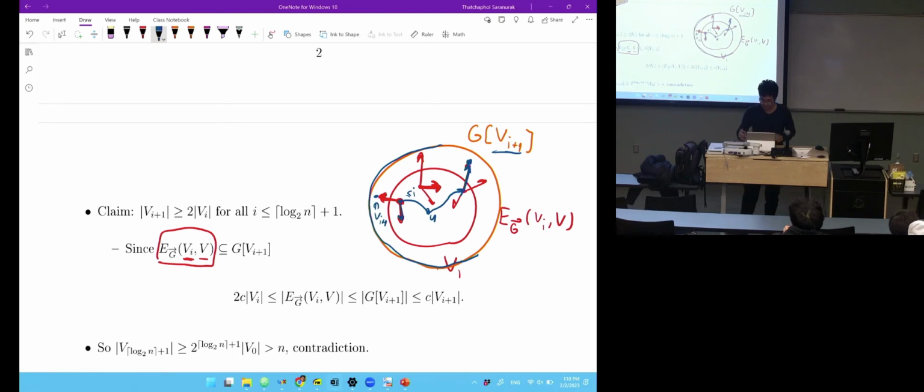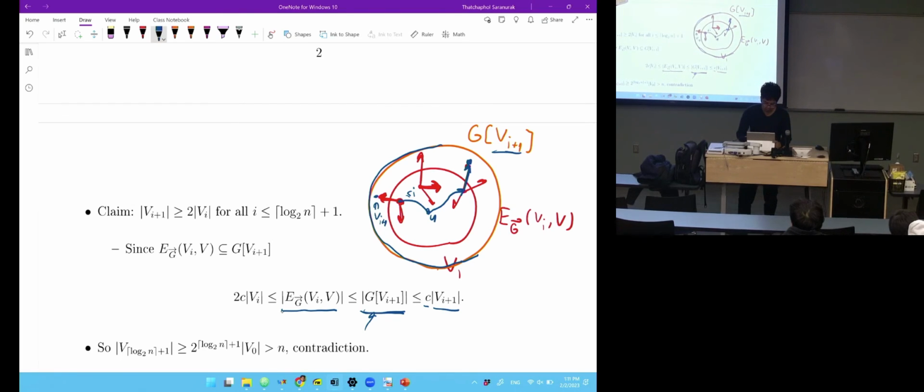The edge that are, yeah, so that's it. And once you have that, the number of edges here is at most the number of edges in this graph. But what's the size of this graph? It's at most C times V_{i+1}.